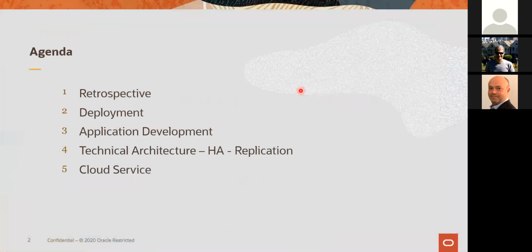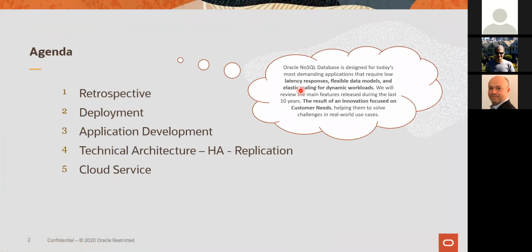Okay, this is my agenda. This presentation was initially designed for 45 to 60 minutes. Let me explain the agenda. The first thing is the goal of this meeting. If you have time to see the abstract, that is a copy paste from the abstract. What is important here is latency response. We will see this in the technical architecture. Elastic scaling, we will see in the technical architecture. Flexible data models, we will see in the application development part.